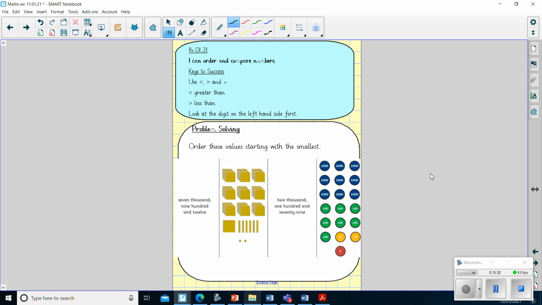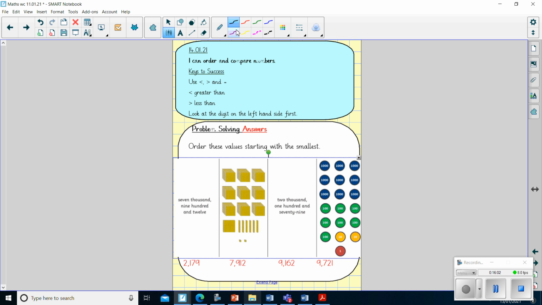So another problem solving here. I'd like you to order these values starting with the smallest. So you're going to be going in ascending order. So we've got some numbers in words, and then we've got some numbers with the base 10 and with the counters. So pause the video and write down those numbers in the correct order, starting with the smallest. Then when you've done that, pop back to me and we'll have a look.